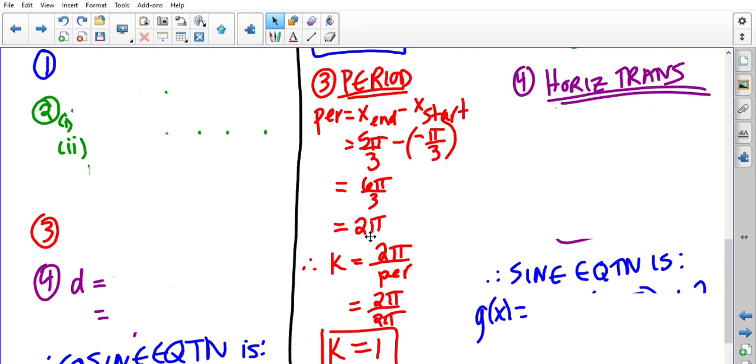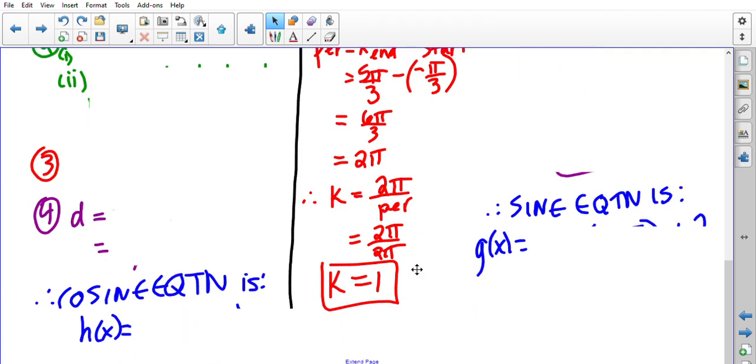All right, now that we know the period, remember what we need to find is an equation, so that means we need to know the k value. So we know k is 2 pi divided by the period. We know the period is 2 pi, so 2 pi divided by 2 pi, so we get a k value of 1.